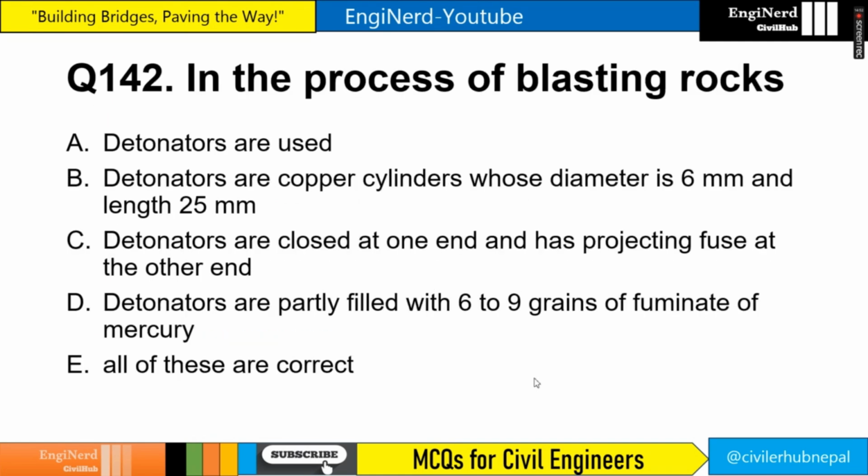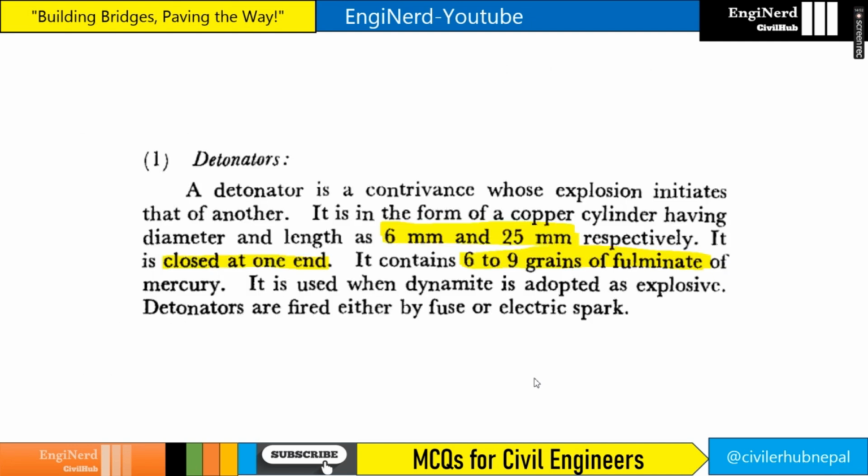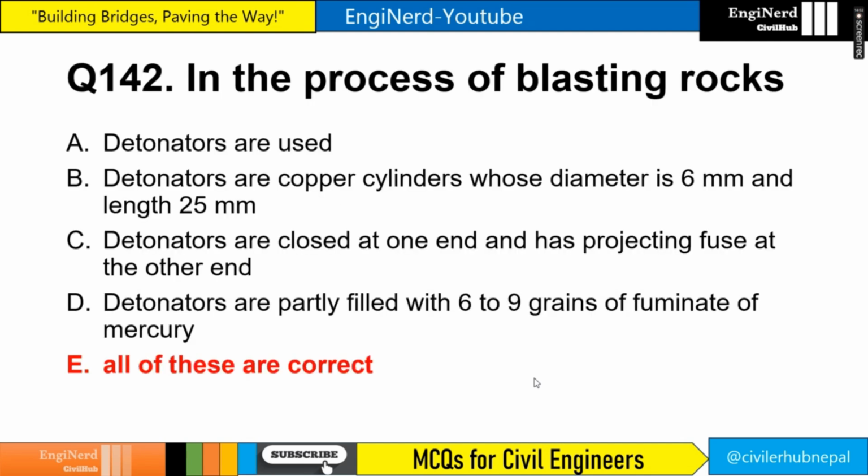Question number 142. In the process of blasting rocks, detonators are used. Detonators are copper cylinders whose diameter is 6 mm and length 25 mm. Detonators are closed at one end and have a projecting fuse at the other end. Detonators are partly filled with 6 to 9 grains of fulminate of mercury. All of these are correct. Here you can see these are mentioned. So our answer will be all of these are correct.